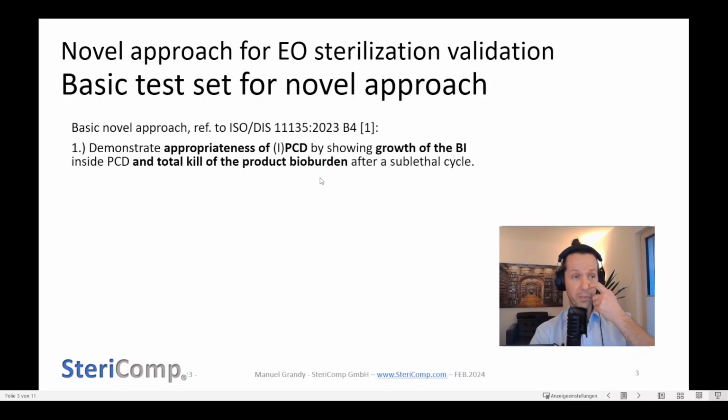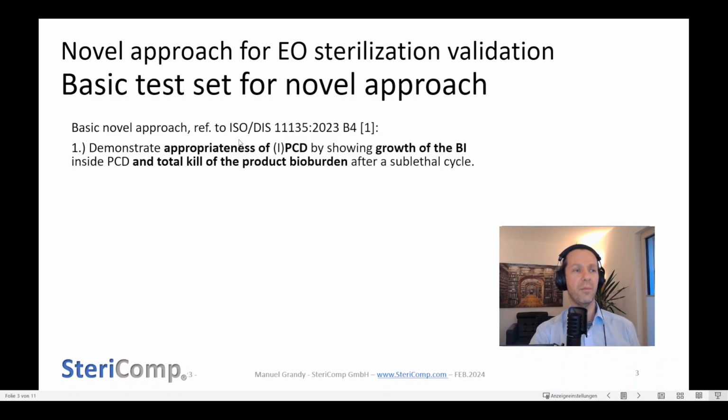But there is a very important difference. Just look it up by yourself. There is written appropriateness of the BI, and it's not the appropriateness of the PCD, which is a very, very big difference. Okay. So this is new here, and this is basically the very basics of this approach.